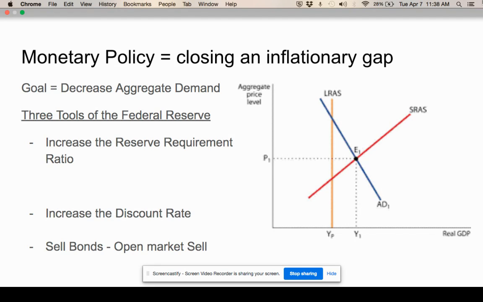They could increase the discount rate. Again, banks don't get as much. It's harder for a commercial bank to get money from the Fed. They'll charge us more for it. We'll spend less. Aggregate demand shifts to the left.